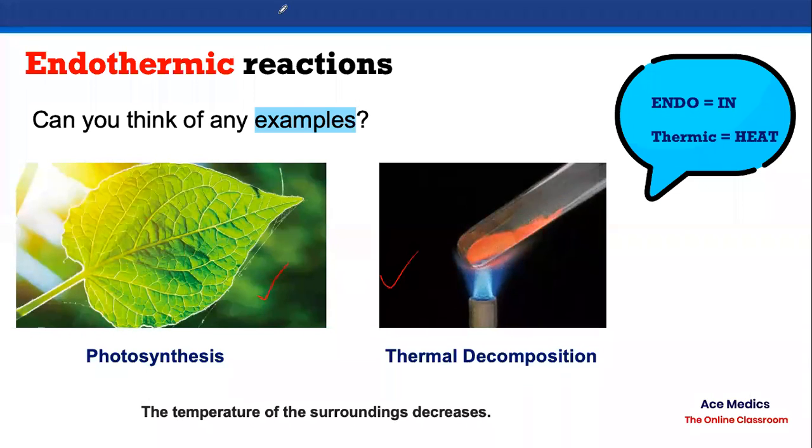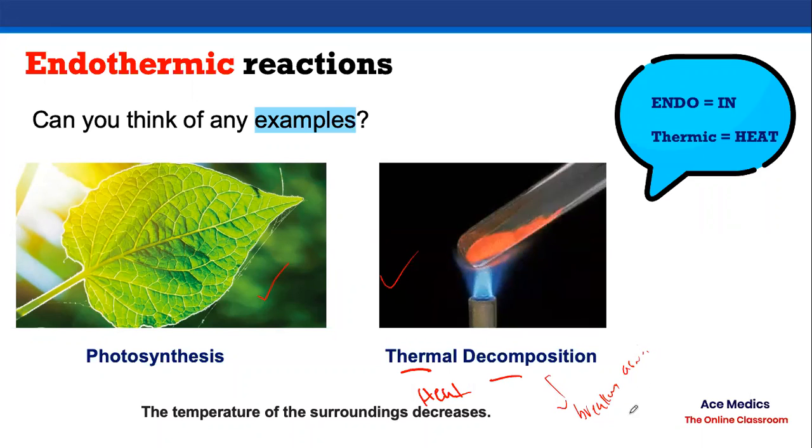What is photosynthesis? Can someone tell me what photosynthesis is? Any ideas on what photosynthesis is? I wouldn't necessarily say this is chemistry, but yeah, exactly. So it's to do with plants, and it's when plants basically make their food. Yeah. So that is photosynthesis, and photosynthesis is an example of an endothermic reaction. Also, breaking something down by heat is thermal decomposition. That's basically what that means. Thermal means heat, and decomposition means breaking something down. Okay. So both of these are examples of endothermic reactions.